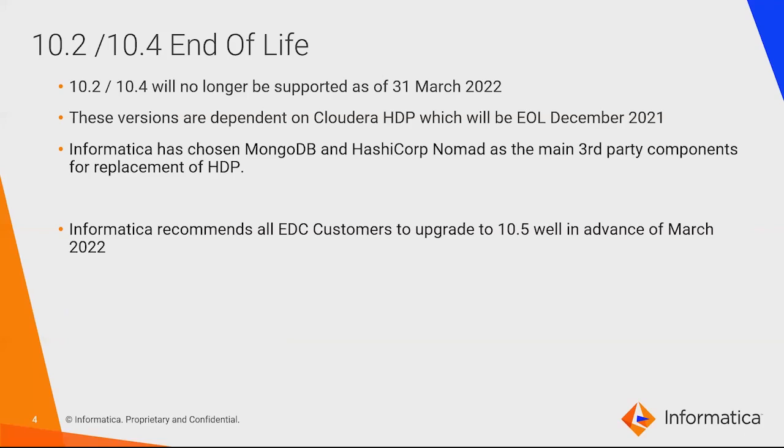The 10.2 and 10.4 EDC versions have always been very reliant on the Cloudera HDP distribution, which will be end of life at the end of this year, which is the reason why Informatica as well had to move away from the Hadoop architecture. Going forward, we will be using a combination of MongoDB and Nomad as the main third-party components, which will create the new cluster architecture as a replacement of HDP.